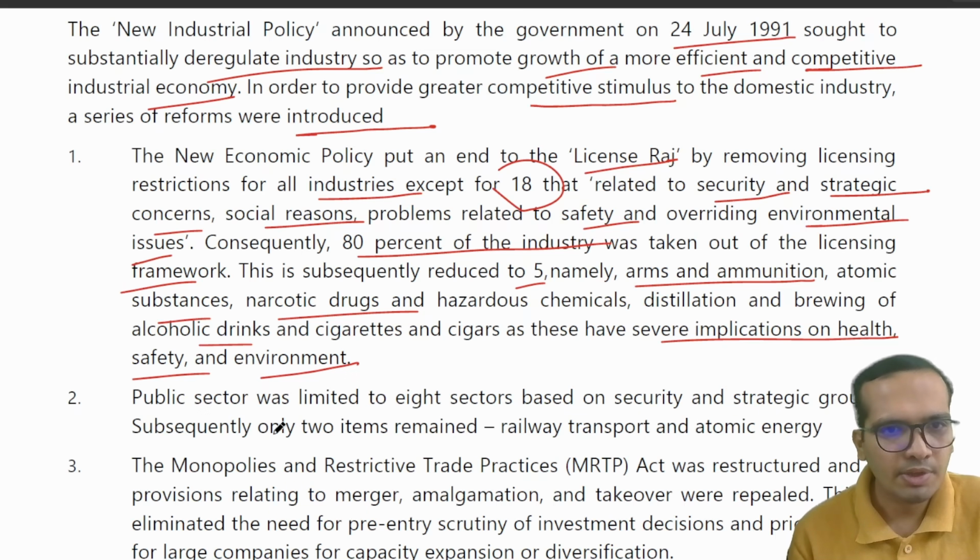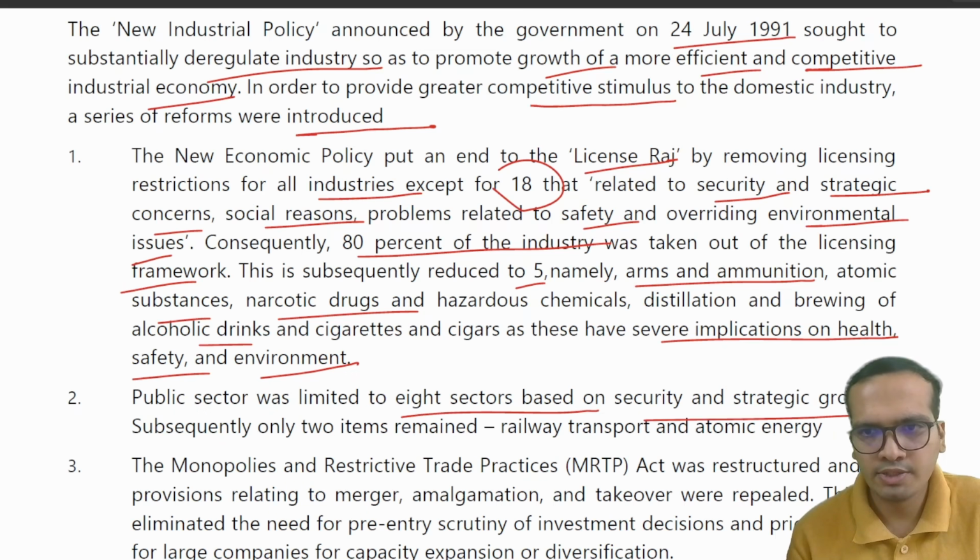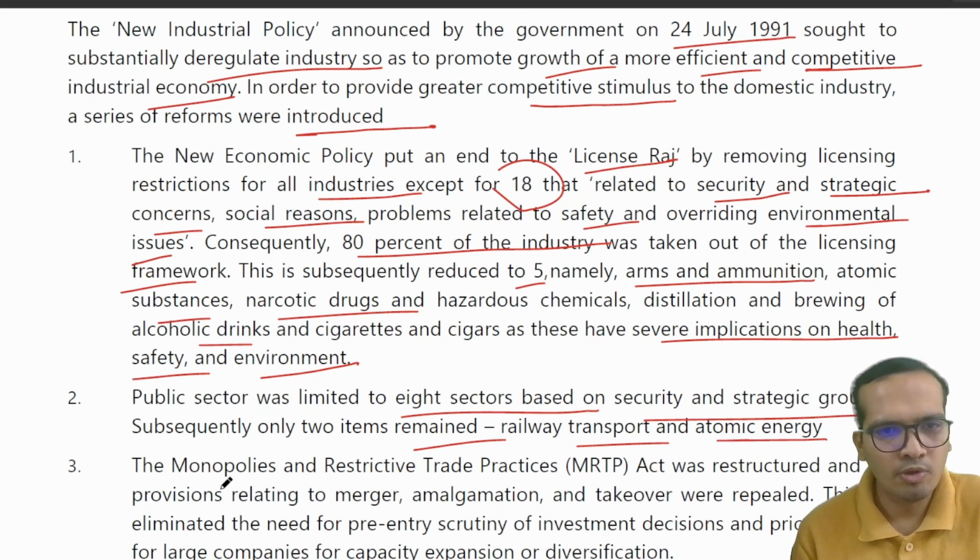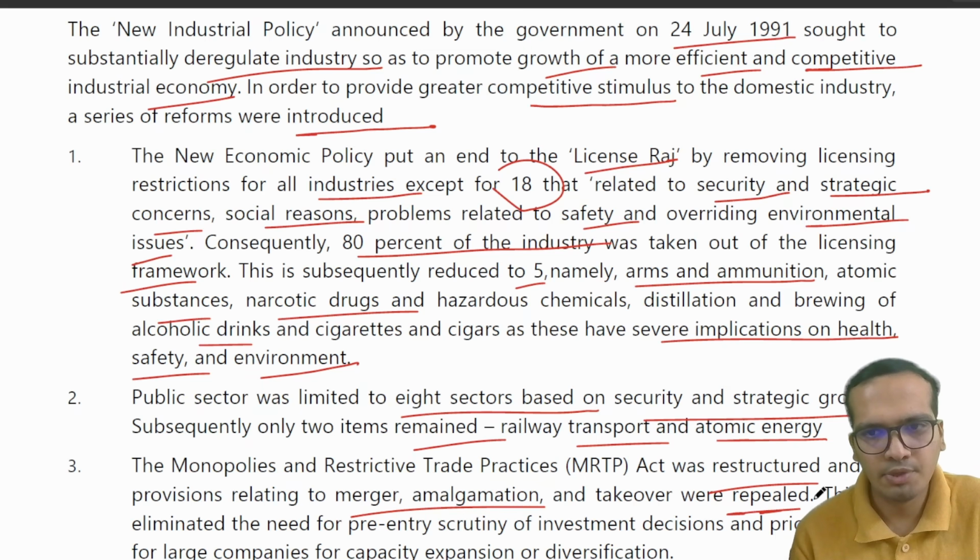Second, public sector was limited to eight sectors based on security and strategic grounds. Subsequently, only two items remained: railway transport and atomic energy. The Monopolies and Restrictive Trade Practices (MRTP) Act was restructured, and the provisions related to mergers and amalgamation and takeover were repealed. This has eliminated the need for pre-entry scrutiny of investment decisions and prior approval for large companies for capacity expansion or diversification.